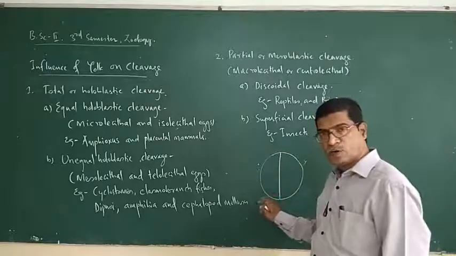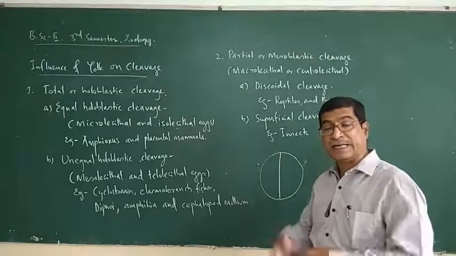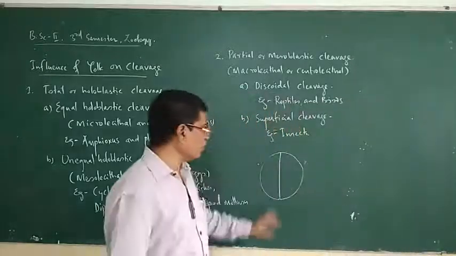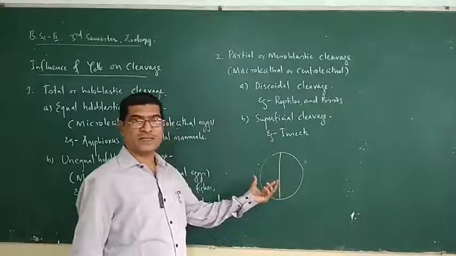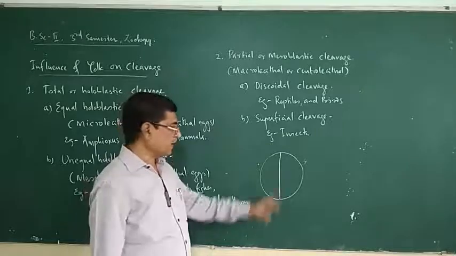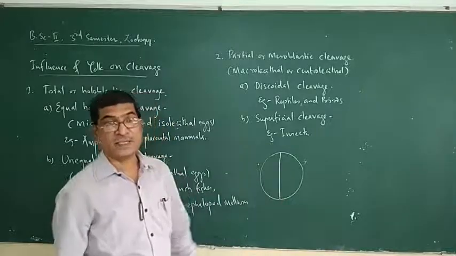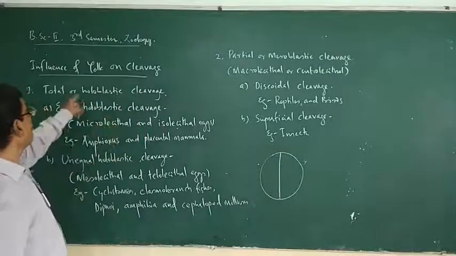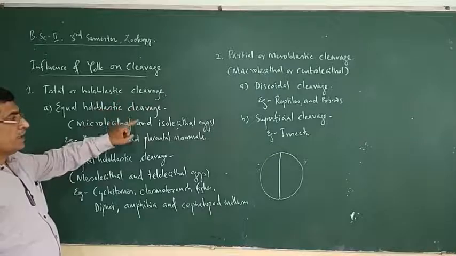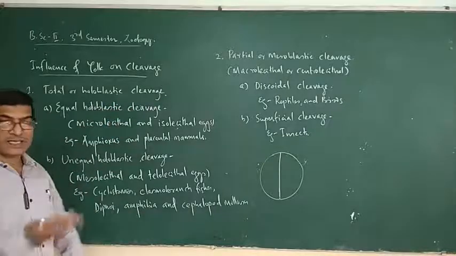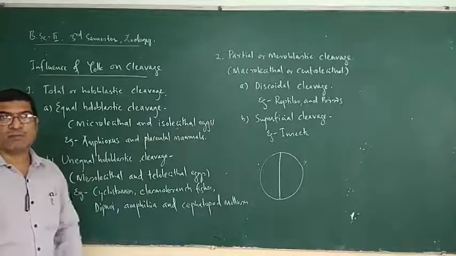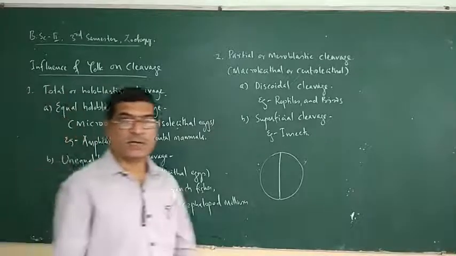This cleavage furrow divides the egg entirely. The entire egg is divided. The whole egg is divided into 2 blastomeres. Right? In each cleavage, the entire egg is divided. Such type of cleavage is called holoblastic cleavage. So, at the end of holoblastic cleavage, the resultant blastomeres may be equal in their size or may not be equal in their size. Equal or unequal.